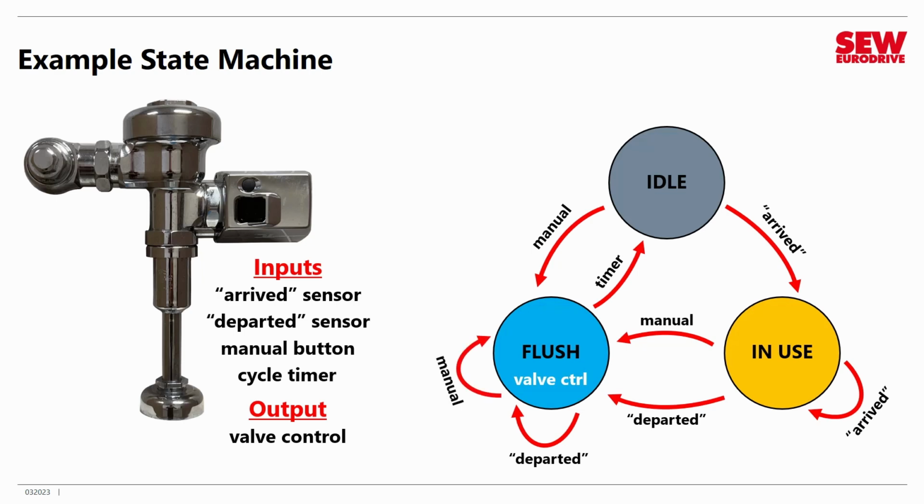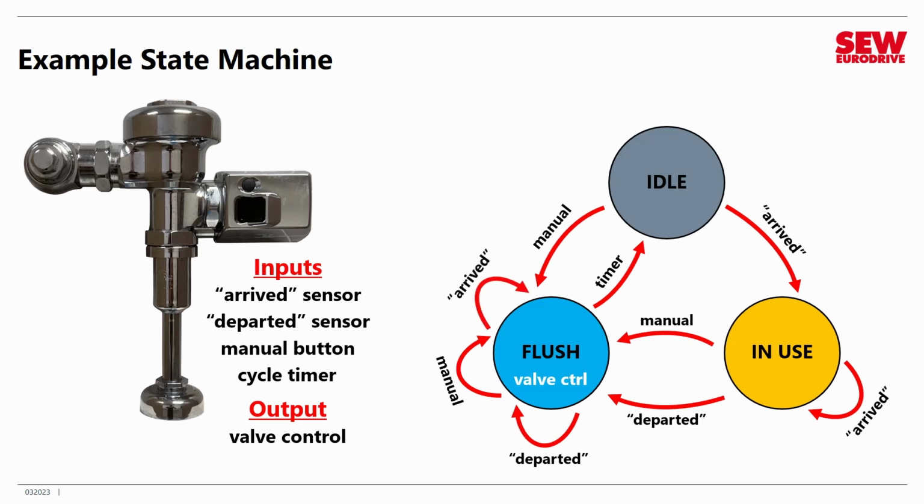What if they push the manual button while it's flushing? Well, we want to ignore that because it's kind of pointless. If you're already flushing, then why worry about it? So again, that would just be one of those transitions that exits and comes right back in again. In other words, a do-nothing transition.